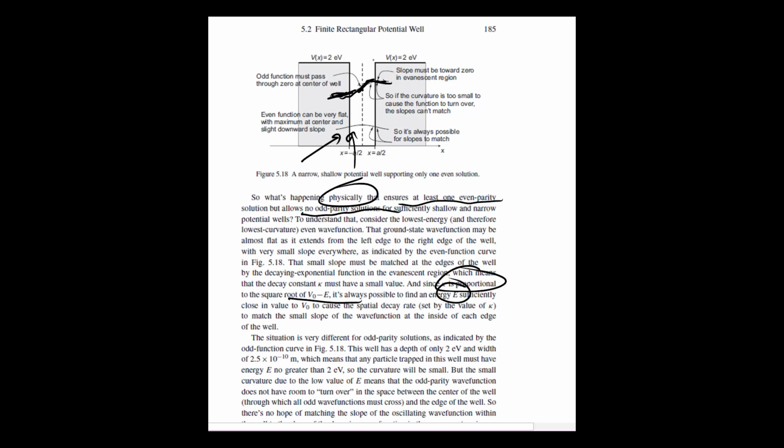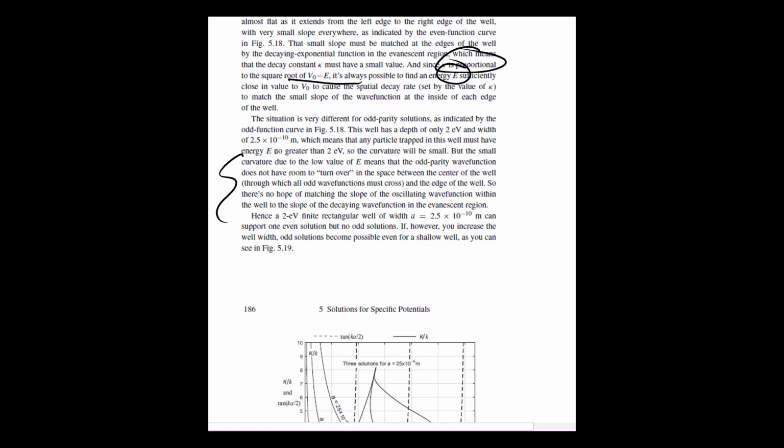But there might not be room for that function to go from flat through 0 and get to flat again. As it says here, the small curvature due to the low value of V means that the odd parity wave function doesn't have room to turn over, to go from minus to plus or plus to minus at the center of the well and be flat at the edges of the well. So if the well is too shallow and too narrow, you may have no hope of matching the slope and therefore no solutions. That's the case for a 2 eV finite rectangular well with this width.